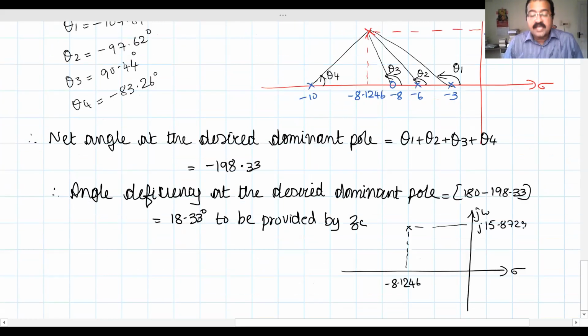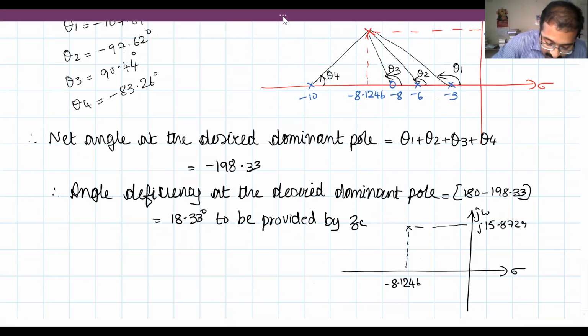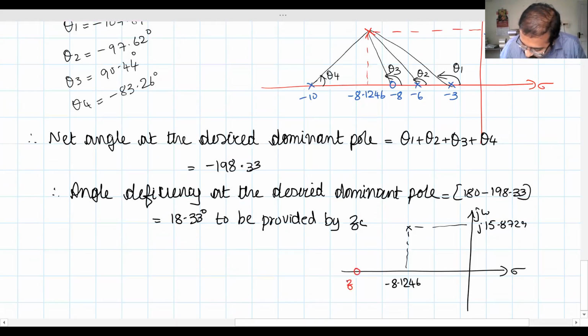So we have to place our compensator zero. Where should I place the compensator zero? If I place it somewhere here, the angle will be greater than 90. If I place it here, the angle will be exactly 90 degrees. So for an angle less than 90 degrees, I have to place my compensator zero somewhere here. So this is ZC, minus ZC, of course.